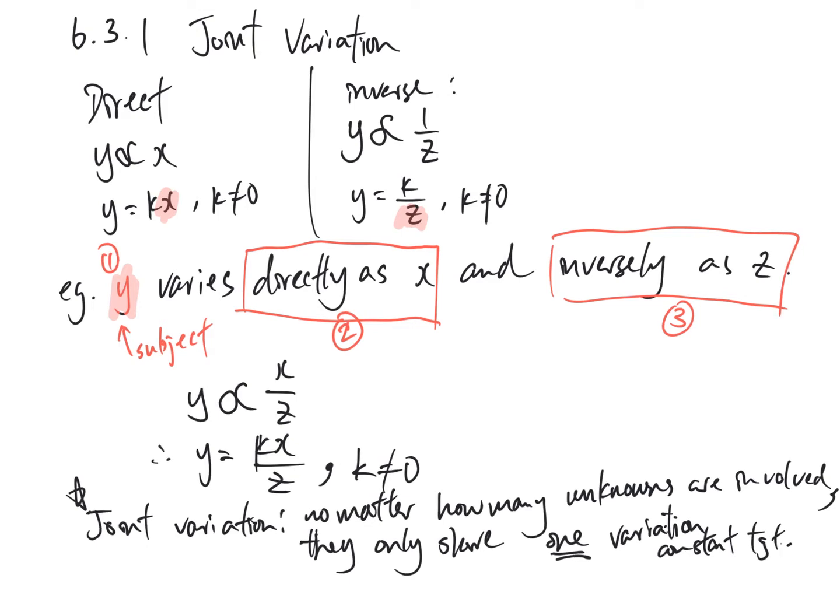Later, when we start partial variation, there will be more than one variation constant. But at this stage, in joint variation, no matter how many unknowns are involved, you can involve like 10 unknowns in the variation equation, there will be only one variation constant. That means only one k in the expression, no matter how many unknowns are involved.